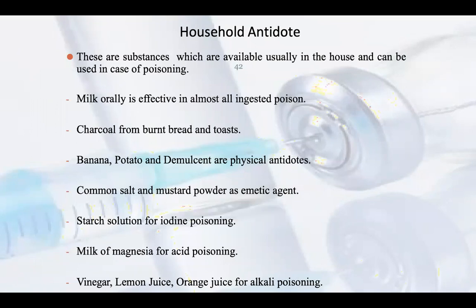Sorry, the household antidotes. These are substances which are usually available in the house and can be used in case of poisoning. First one is milk, orally effective in almost all ingested poisons. Charcoal from burnt bread and toast, banana, potato, and emulsants are physical antidotes. Common salt and mustard powder as emetic agents. Starch solution for iodine poisoning. The milk of magnesia for acid poisoning. Vinegar, lemon juice, orange juice for alkali poisonings.